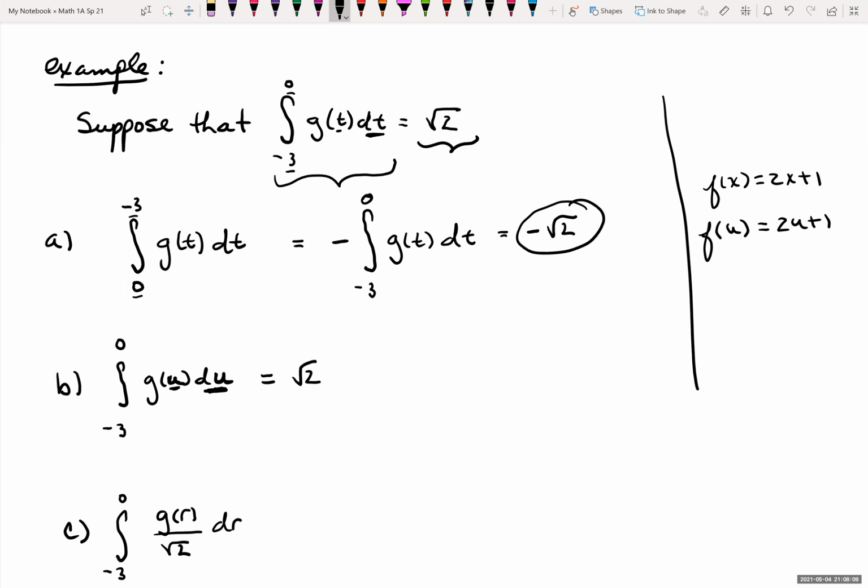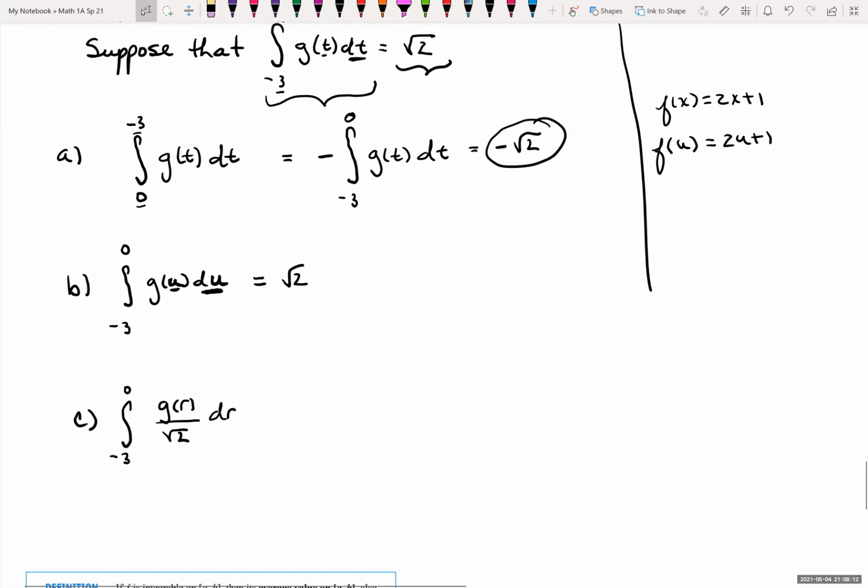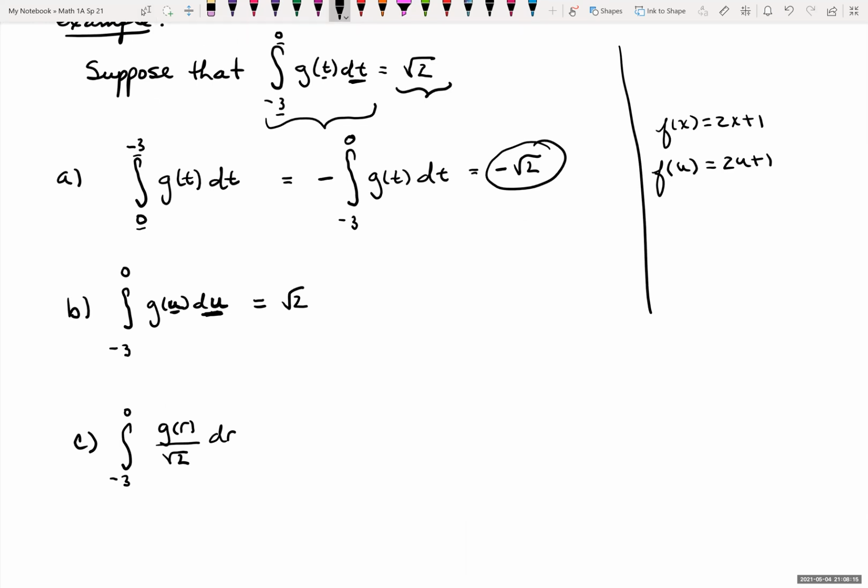So I can rewrite this using rules. This is the same thing in here. I can pull out, if I wanted to, the coefficient from the integral from -3 to 0 of g of r dr. So this is equal to 1 over root 2 times the integral from -3 to 0 of g of r dr, the same thing as the integral from -3 to 0 of g of t dt, which is going to be root 2. So when we do that, this is equal to 1.